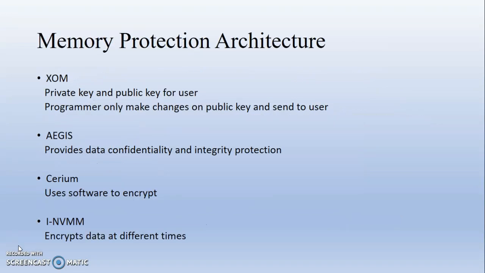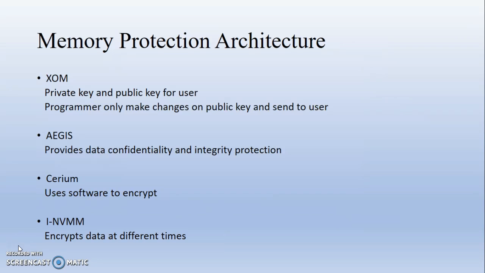Now I will be talking about memory protection architecture. There are four types of memory protection architecture, which are XOM, Aegis, Cerium, and iNVMM. XOM is called execute-only memory. It is a framework designed for digital copyright protection. When the XOM is running, it restricts access to other compartments. This system is only designed to run on a processor. This works towards ensuring maximum system security.